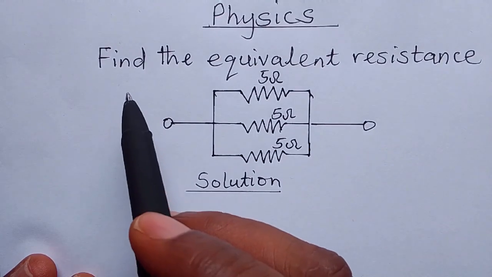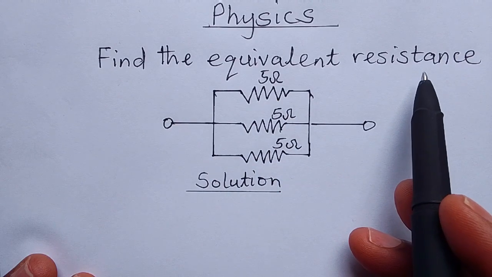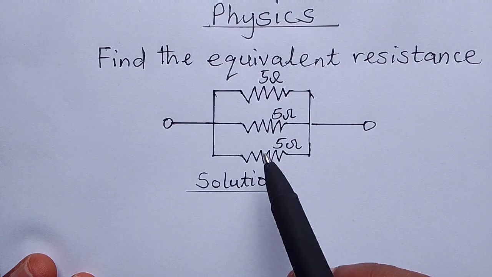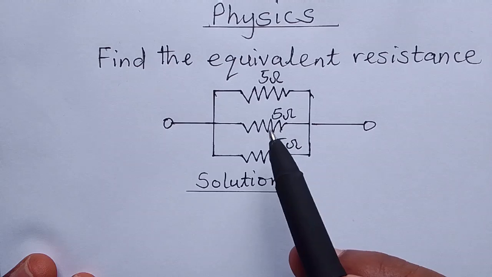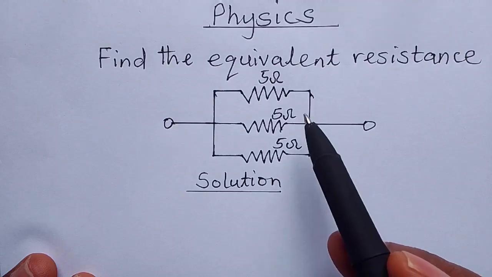Yes, let's solve this. Find the equivalent resistance. These are three resistors in parallel connection. How do we know they are in parallel connection? They are because each of them is connected to the same junction.